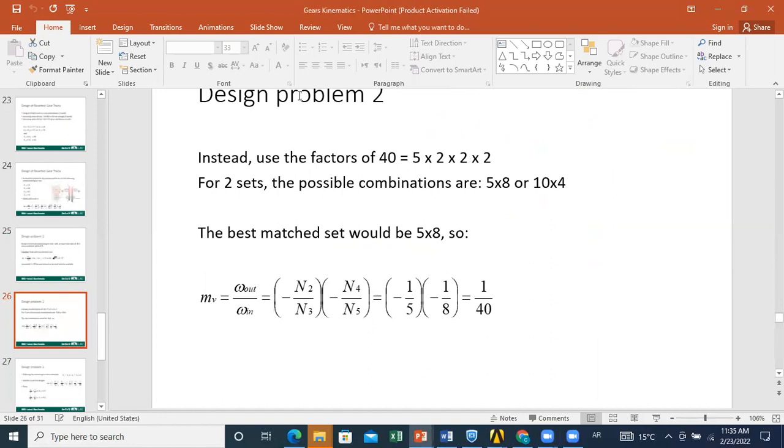Okay, so first I decompose into factors 40. Then I determine the possible combinations and select the one with the closest ratios. Once I do this, I can decompose my equation into the following. The total gear ratio is the gear ratio of the first set times the gear ratio of the second one. So it's minus n2 over n3 times minus n4 over n5. I remind you that we are putting minus here because gears are meshed in external sets.